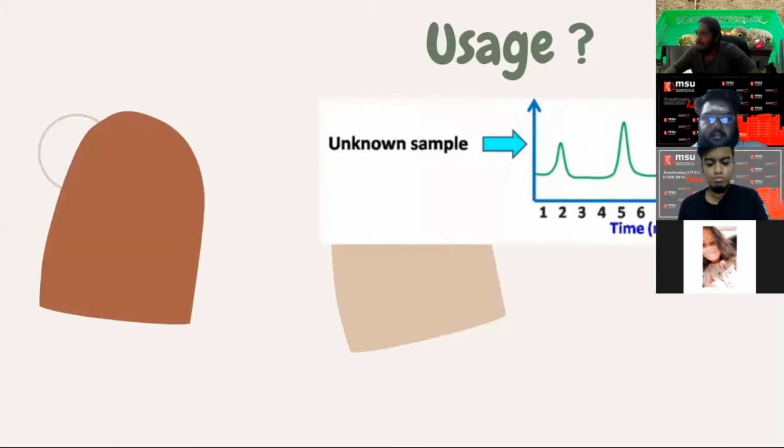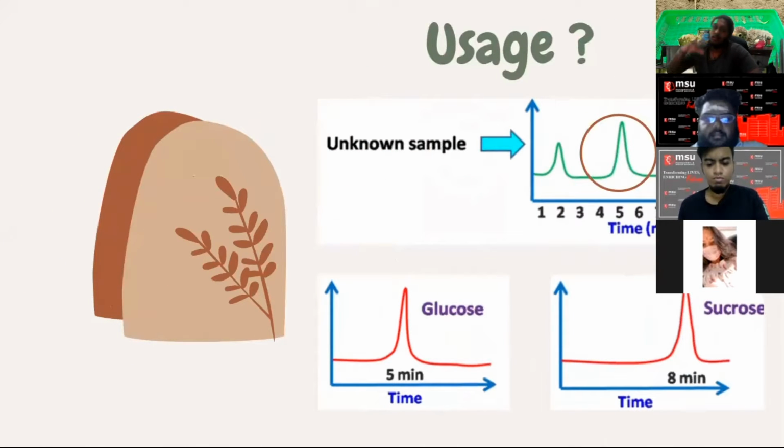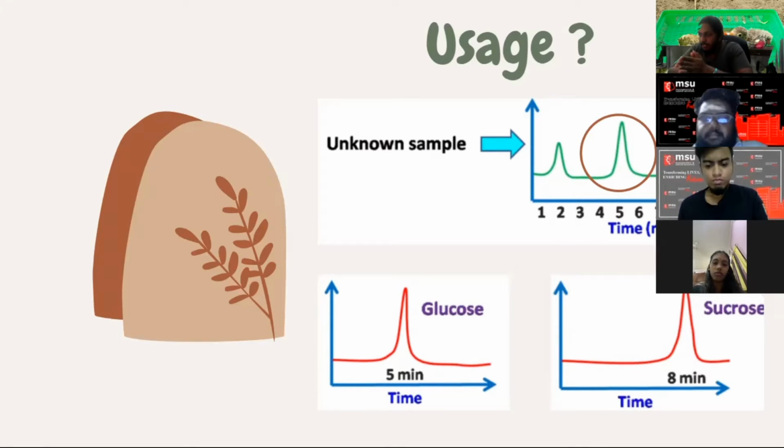Okay, so one of the uses of HPLC is, for example, you want to determine some kind of ingredient present in any kind of food, drugs or cosmetics. So basically in this situation you are using glucose, which has a retention time of 5 minutes, as the standard, and also sucrose, which has a retention time of 8 minutes. These are both standards.